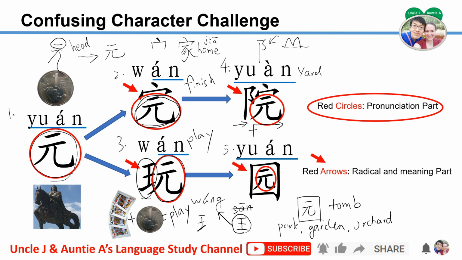Just to make sure that you can follow the right order of writing these characters, please follow Uncle Jay again. The first one, yuan, 1, 2, 3, 4. Very easy, means original, primary, is also a unit of Chinese money, is also a dynasty name, and is also a very popular Chinese family name.